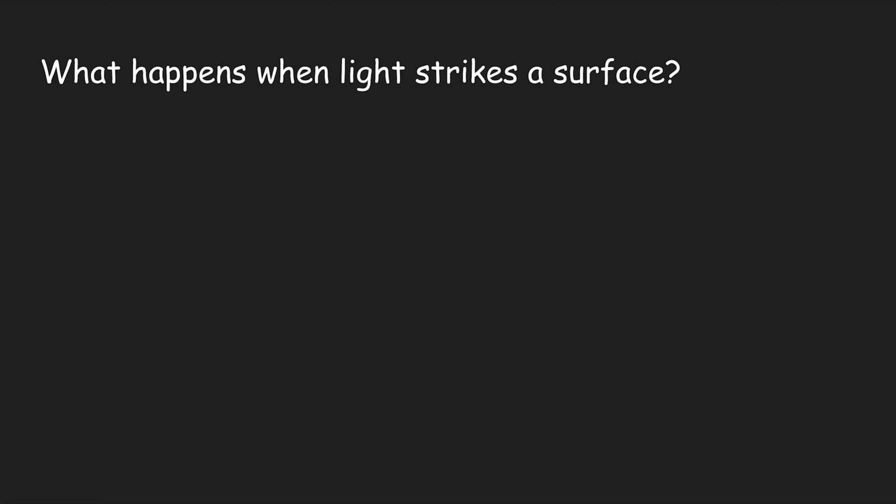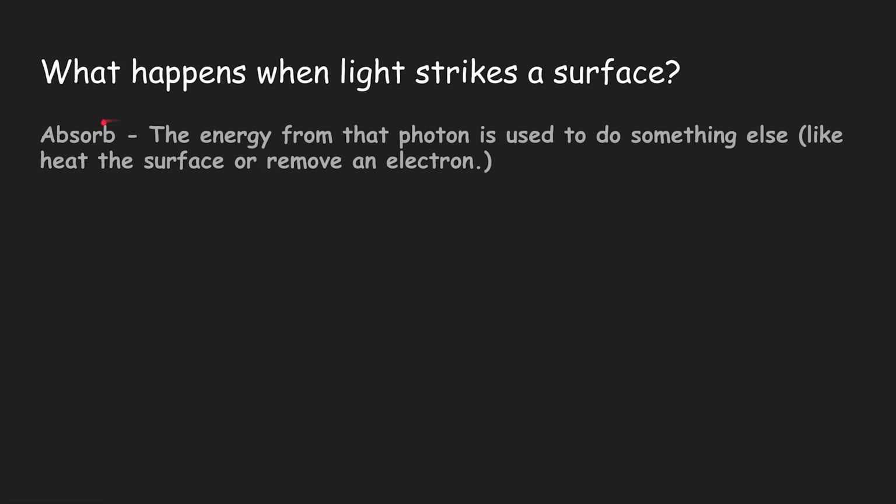Before we get to the master and wizard level, we have to talk about what happens when light strikes a surface. Well, kind of one of three things will happen. Sometimes more than one will happen. First of all, the photon might absorb. That means that the energy from that photon is used to do something else, like heat up the surface or remove an electron if we have enough energy to be ionizing.